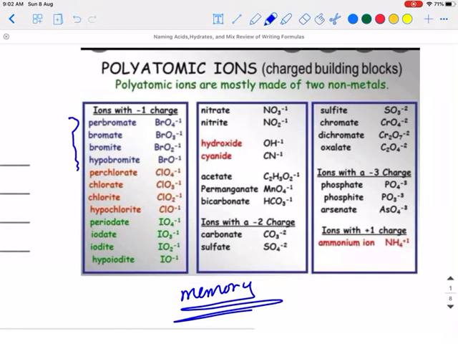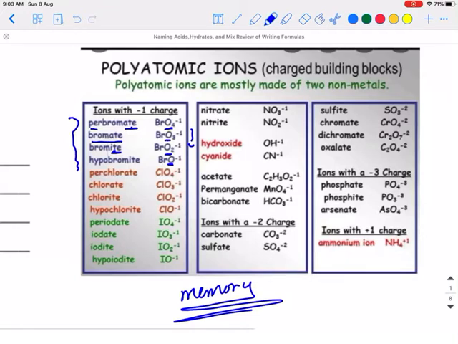We will start with this set: perbromate, bromate, bromide, hypobromite. If we take a close look, the naming comes from the number of oxygens. As you see going down, the number of oxygens decreases. When bromine is connected to 4 oxygens, this is perbromate. Then minus 1 oxygen, it will be bromate only. Then another decrease to 2 oxygens, it will be bromide. And then hypobromite with 1 oxygen.